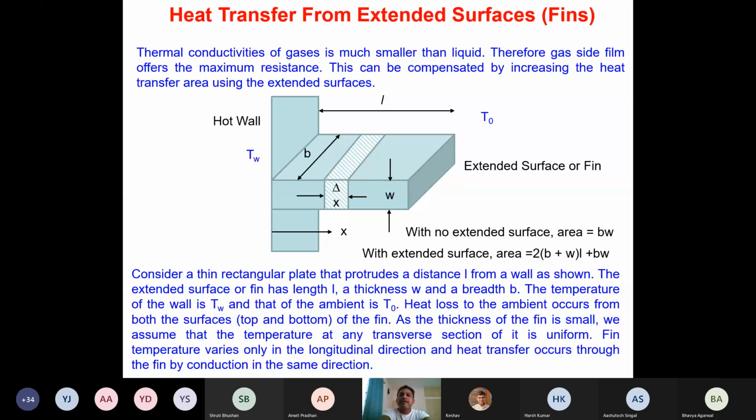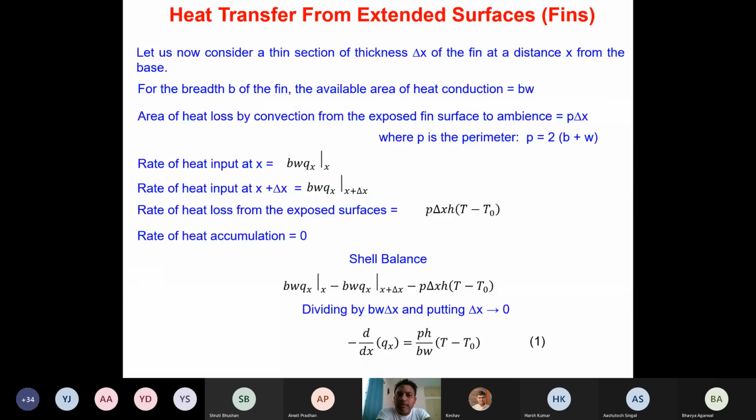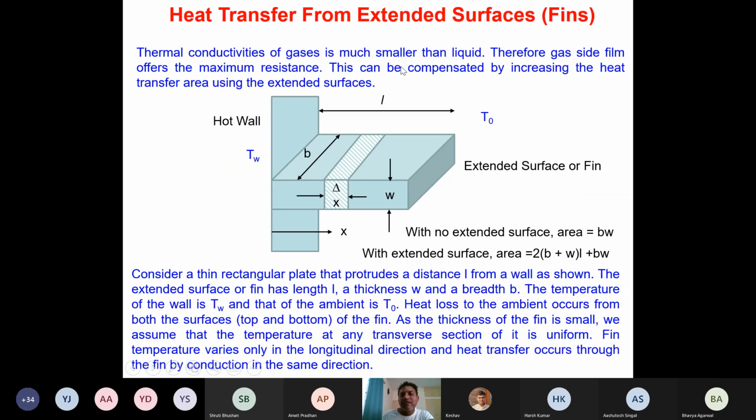Let us look at the analysis of this system. So let us now consider a thin section of thickness delta x of the fin at a distance x from the base. So what we are doing is assuming a shell of thickness delta x, which is this along the x direction.